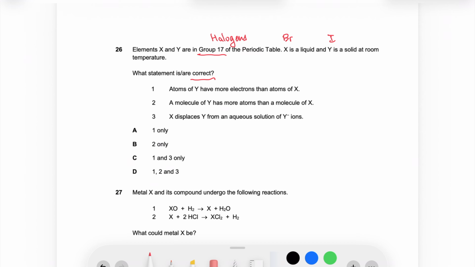Atoms of Y, meaning iodine, have more electrons than atoms of X. This is true. A molecule of Y has more atoms than a molecule of X. No, both of them are diatomic, so it should be the same. Both have 2 atoms. Alright, so X can displace Y from a solution of Y minus. Yes, it's true, because bromine is more reactive than iodine. So it's 1 and 3, C.